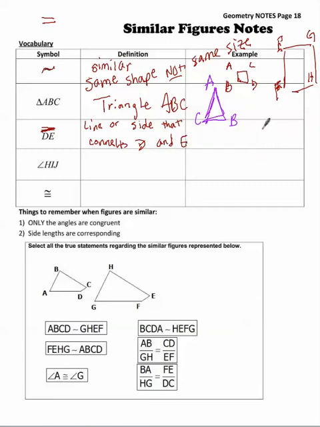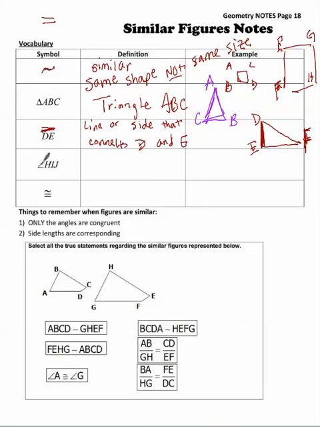So I have a triangle labeled as DEF. Okay, so this side here is your line segment DE, and you would represent that with a line over the letters D and E.